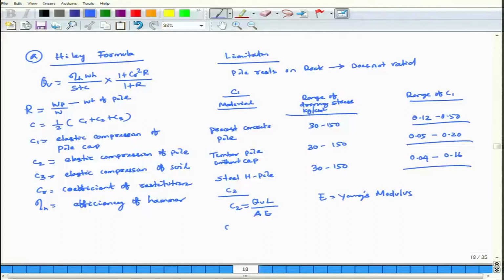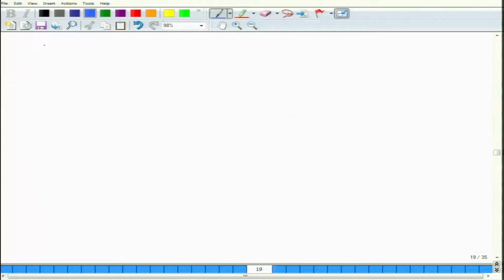For C3, which is the elastic compression of soil, generally it is taken as 0.1. Then come to the pile hammer energy, eta H. What are the different hammer types?